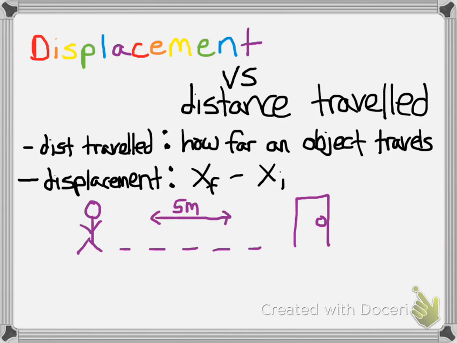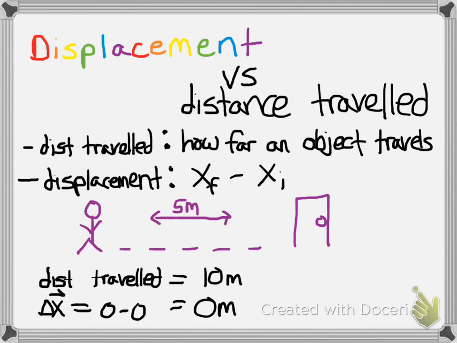If a person walks from 0 meters to a door 5 meters away and back, what is their distance traveled and their displacement? The distance traveled would be 10 because it's 5 meters there and 5 meters back. For displacement, their displacement would be 0 because they start at 0 and end at 0, and 0 minus 0 would be 0. So their displacement is 0 meters.